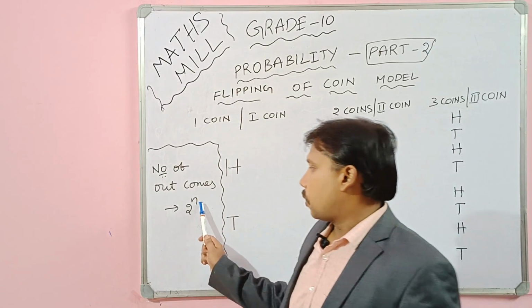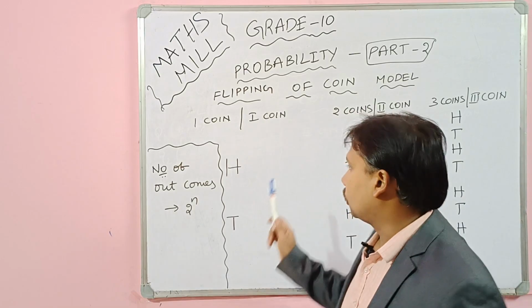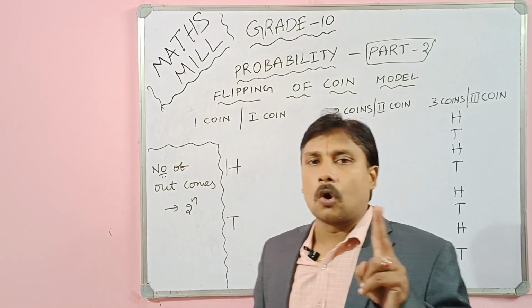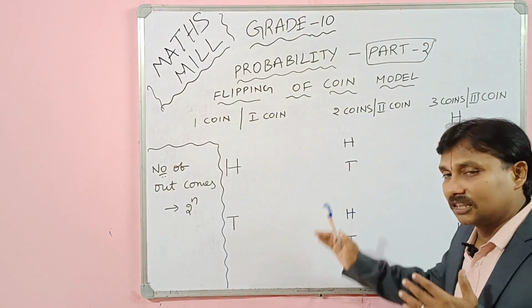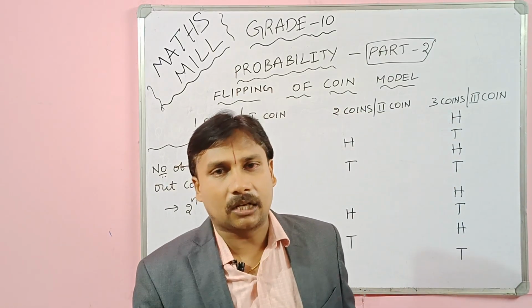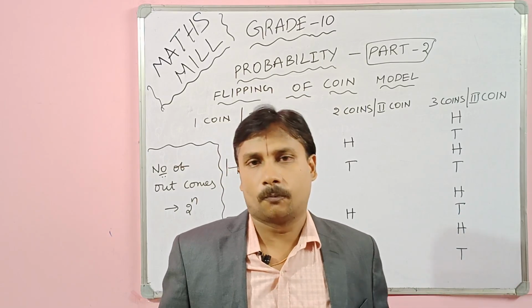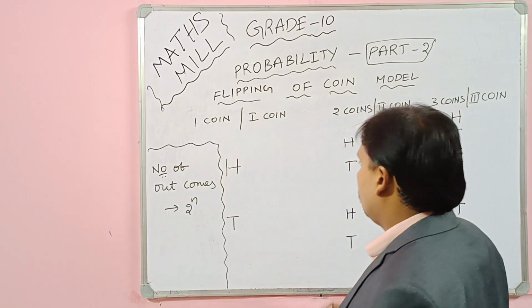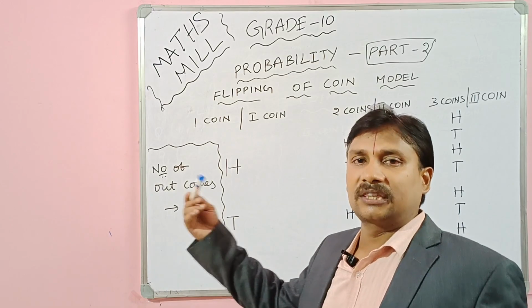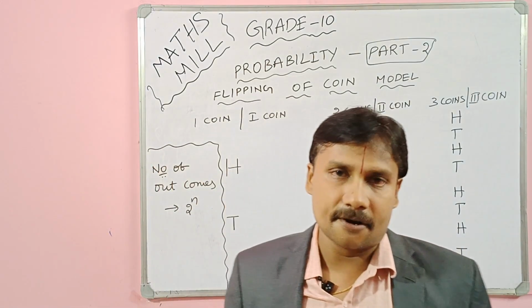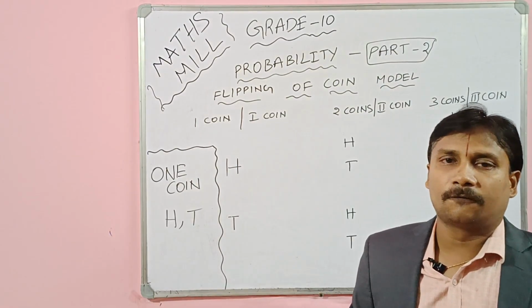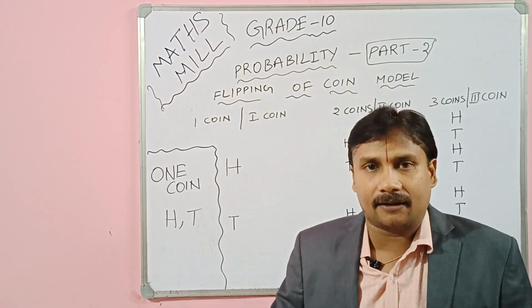For example, one coin, 2 power 1, two outcomes will come. Two coins, 2 power 2, four outcomes will come. What are the four outcomes? What are the 8 outcomes? That I will explain to you now. If 3 coins, 2 power 3, 8 outcomes will come. So what are those, we have to learn now. As I said earlier, the formula is 2 power n.